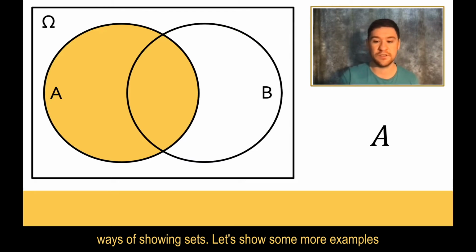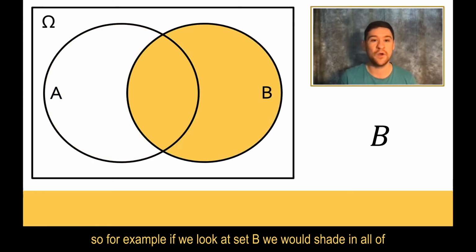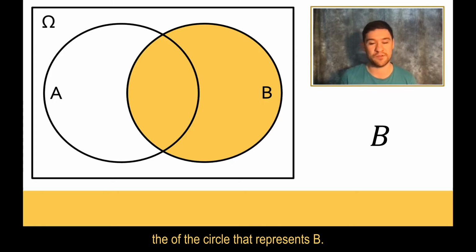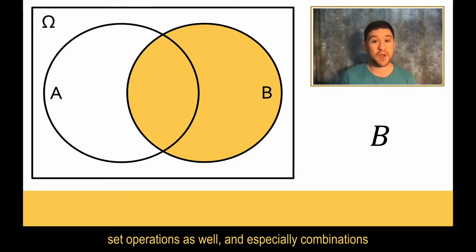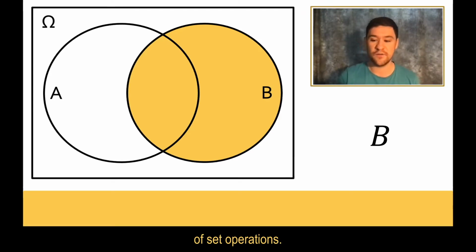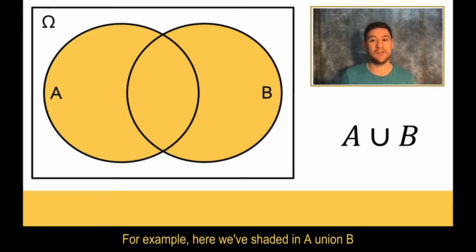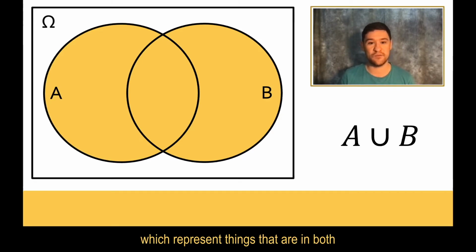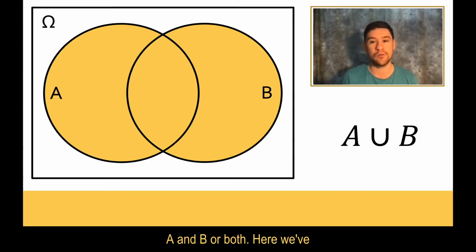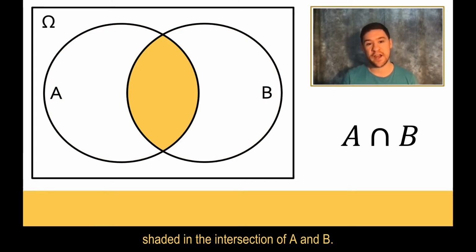Let's show some more examples. If we looked at set B, we would shade in all of the circle that represents B. These are really useful for showing set operations as well, and especially combinations of set operations. For example, here we've shaded in A union B, all those bits of the diagram which represent things that are in A or B or both. Here we've shaded in the intersection of A and B.